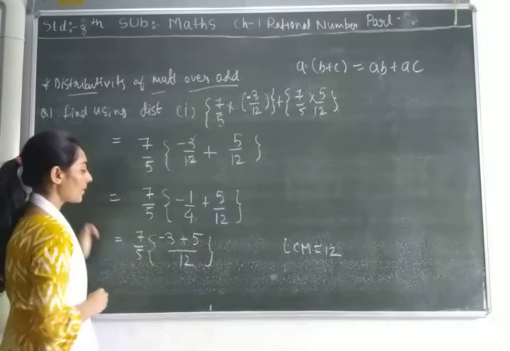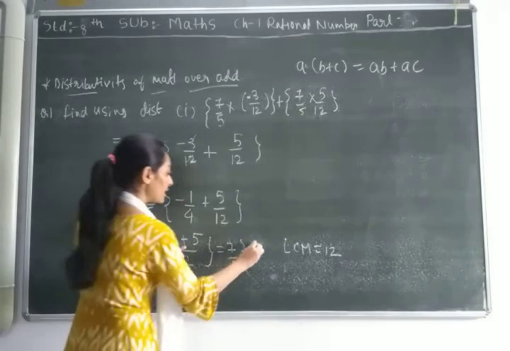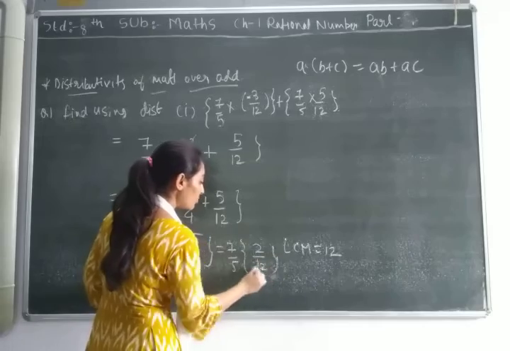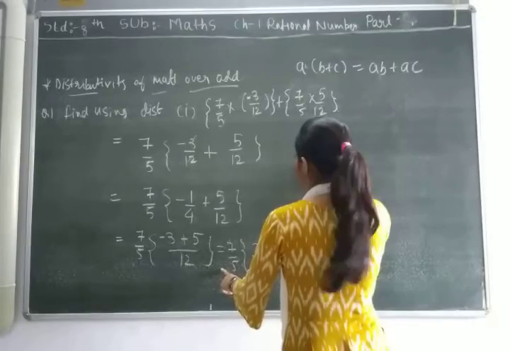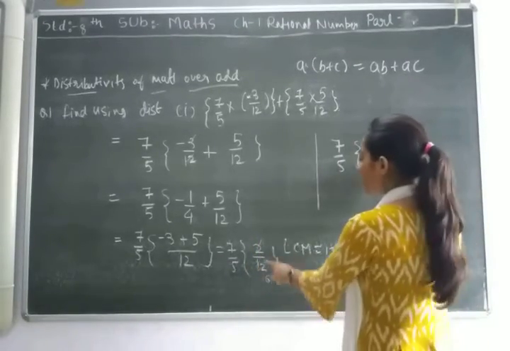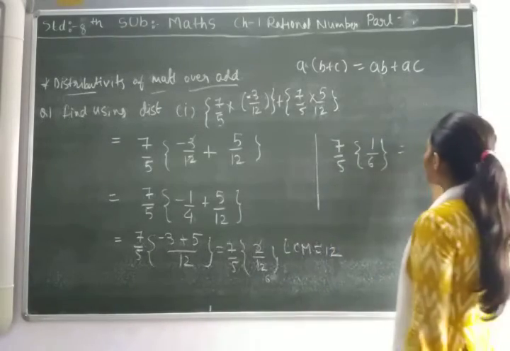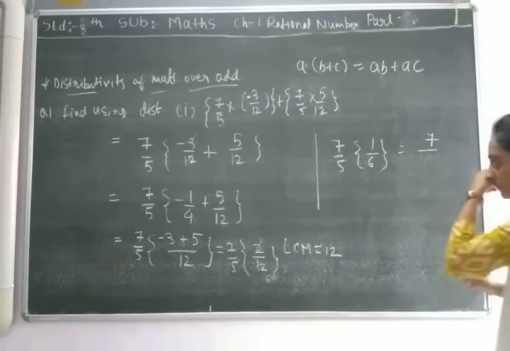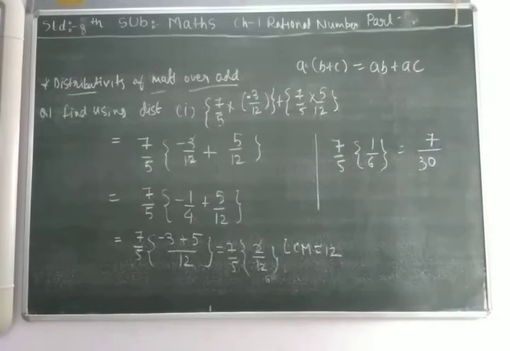over 12. Now solve this one, 7 by 5. What is left is 2 by 12. 2 by 12 gets cancelled, 6. So the 7 upon 5 times 1 upon 6, 7 upon 30 is the answer by using the distributive property. Now take one more example.